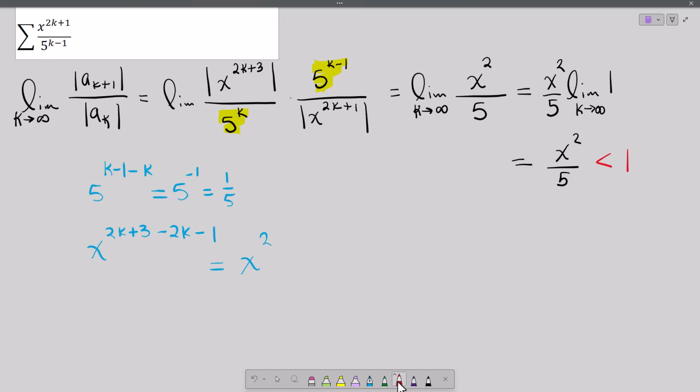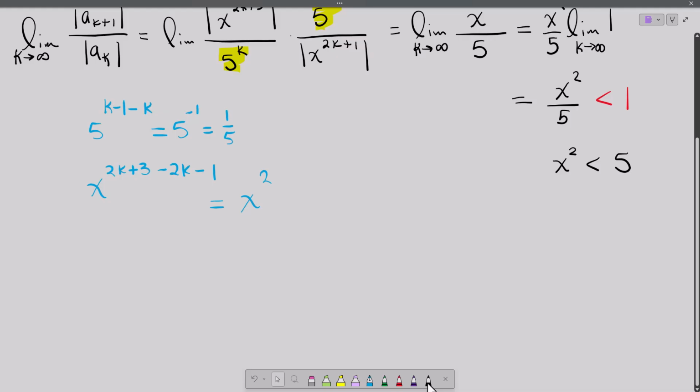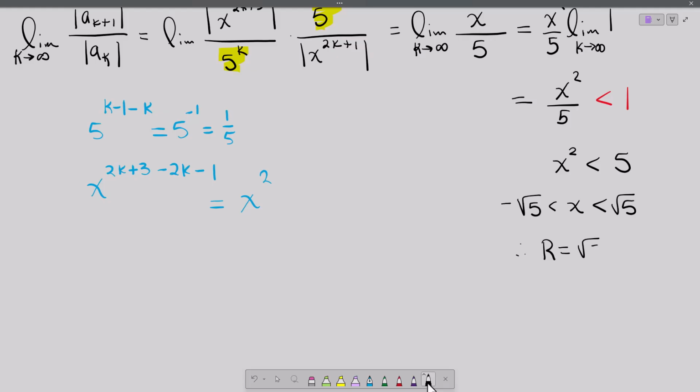So this is the other case. We want to know when x squared over 5 is less than 1. That tells us that x squared has to be less than 5. And that tells us that x has to be somewhere between the square root of 5 and negative square root of 5. This tells us our radius of convergence right away. Our radius of convergence is square root of 5. And it tells us the goalposts for the interval of convergence.